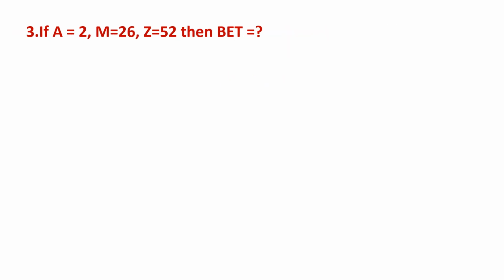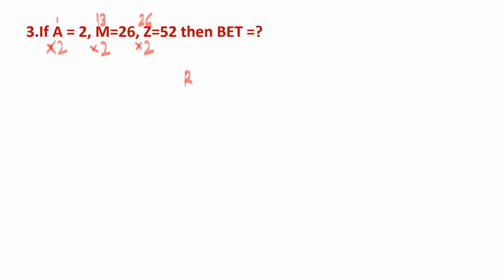Next, if A is coded as 2, M is coded as 26. A is 1, M is 13. So here 1 is becoming 2, that is 1 into 2. 13 is becoming 26, that is 13 into 2. Z is 26, so 26 into 2 is 52.